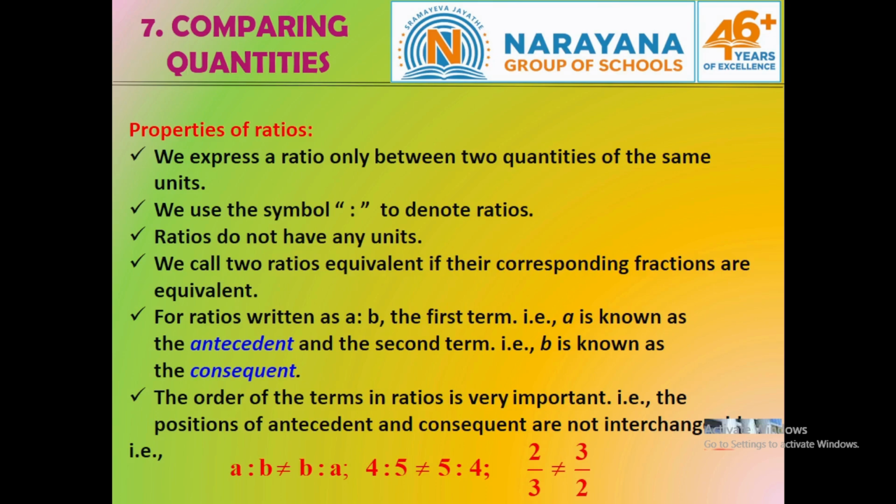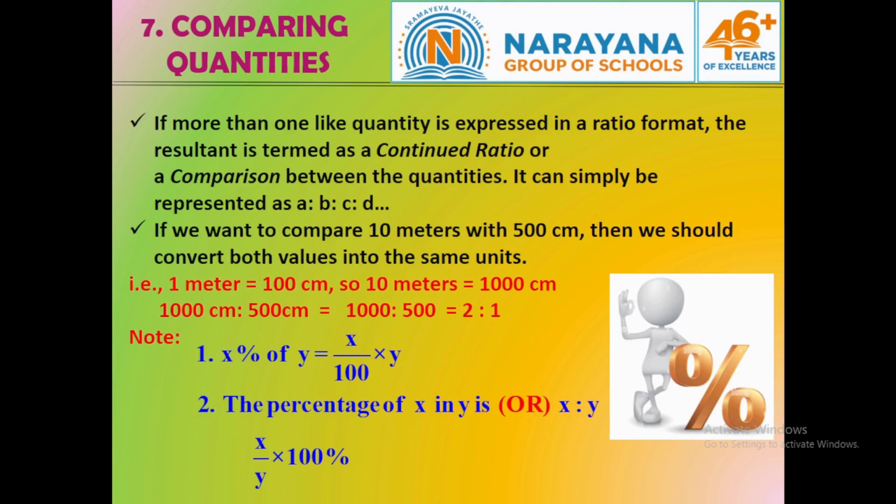4:5 is not equal to 5:4. Similarly, 2/3 is not equal to 3/2. If more than one like quantity is expressed in the ratio format, the result is termed a continued ratio or a comparison between the quantities. It can simply be represented as A:B:C:D and so on.